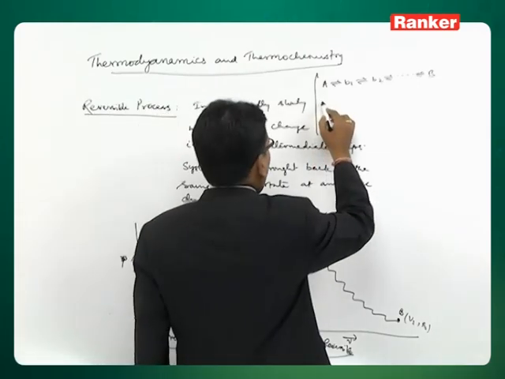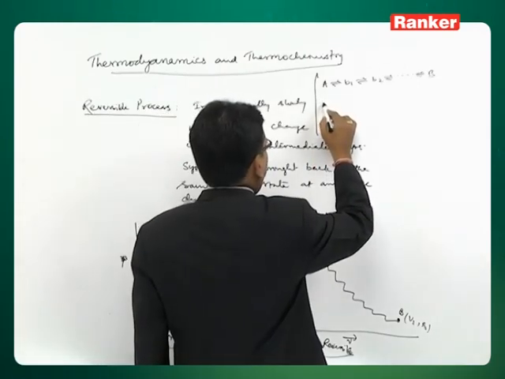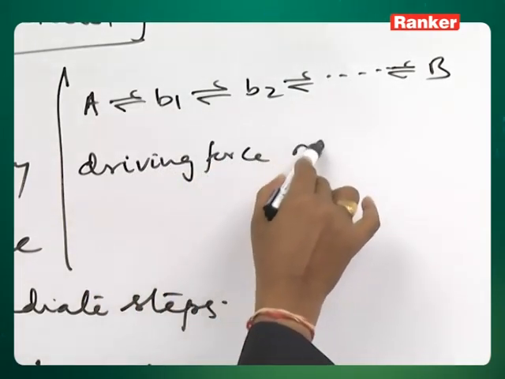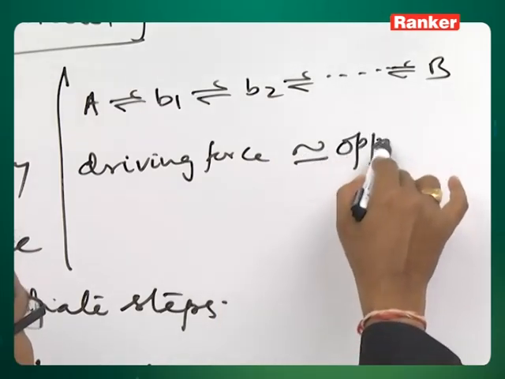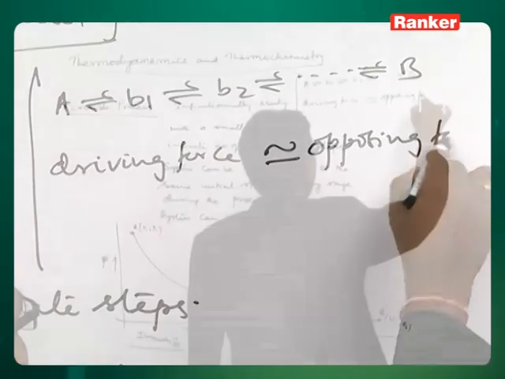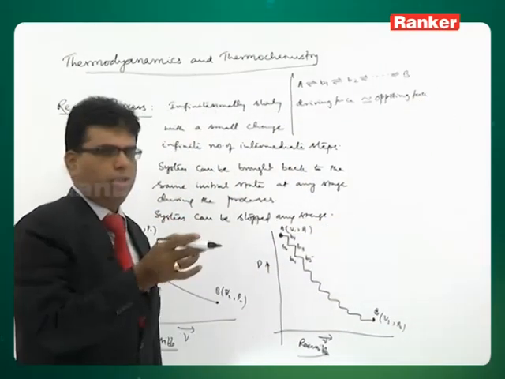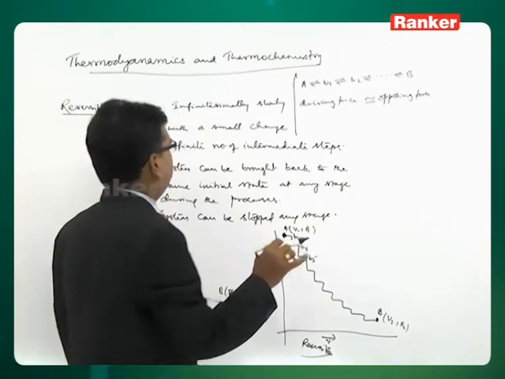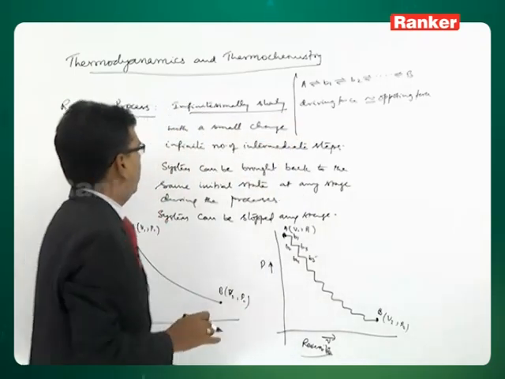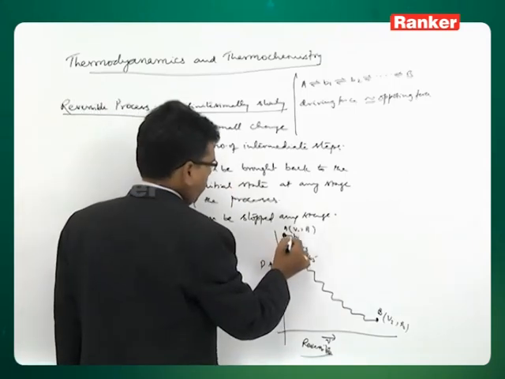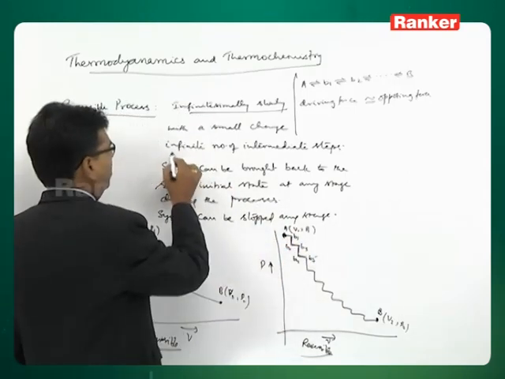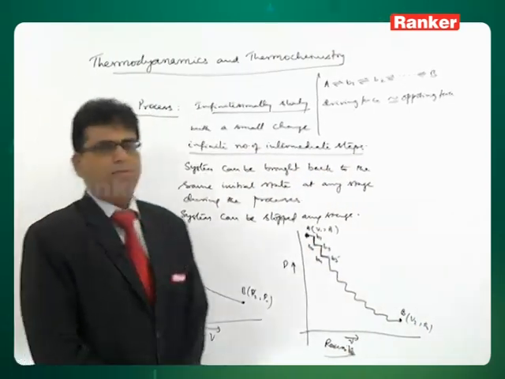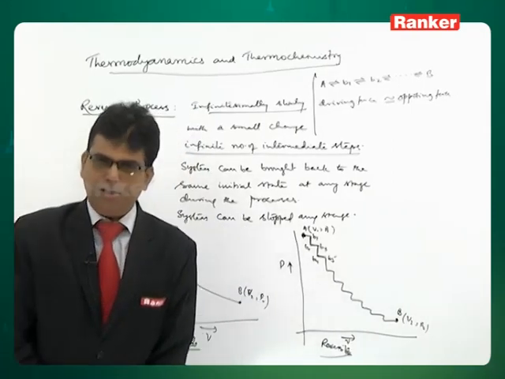And here the driving force and the opposing force are nearly the same. So the system can move in any direction, either forward or backward. It keeps moving in both directions. So it goes infinitesimally slowly, the change is very small, with an infinite number of intermediate steps, as you can see over here. This kind of change is what is called reversible change.